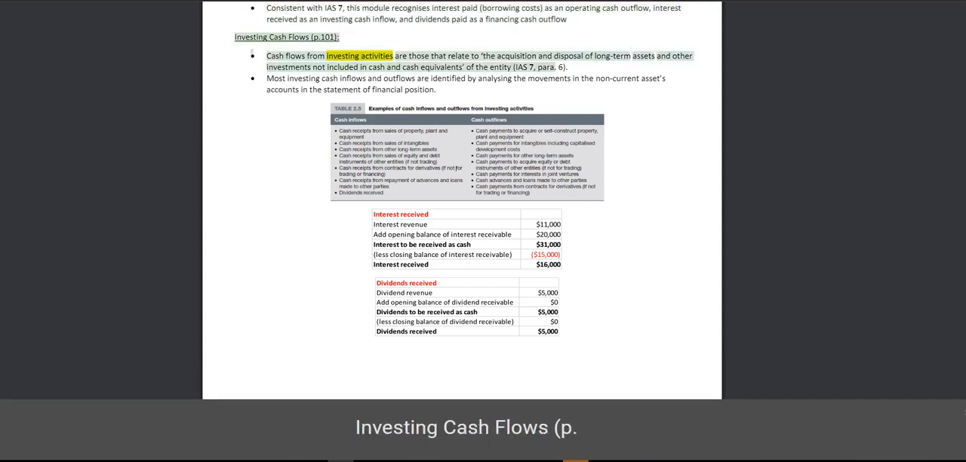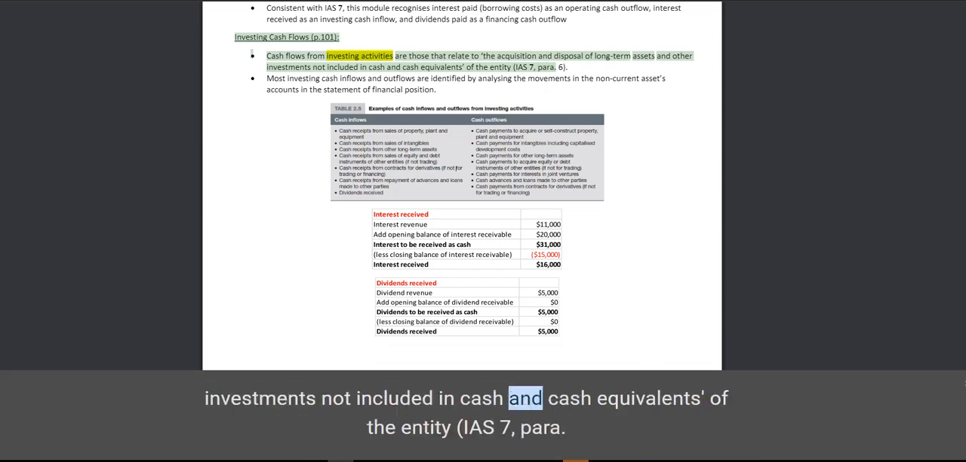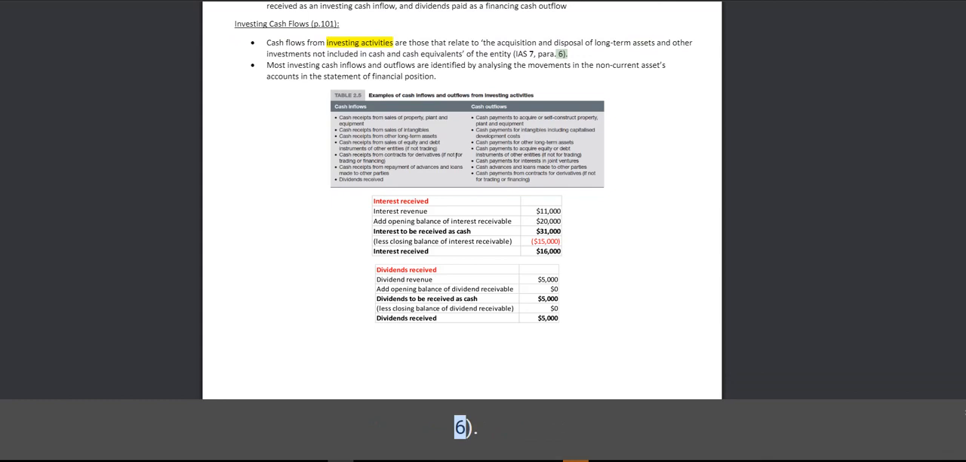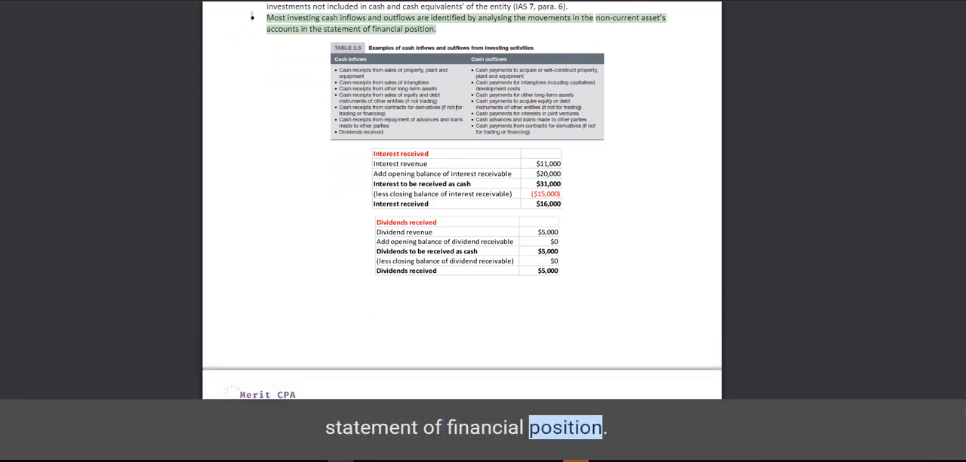Investing cash flows, P.101. Cash flows from investing activities are those that relate to the acquisition and disposal of long-term assets and other investments not included in cash and cash equivalents of the entity. EAS 7, para. 6. Most investing cash inflows and outflows are identified by analyzing the movements in the non-current assets accounts in the statement of financial position.